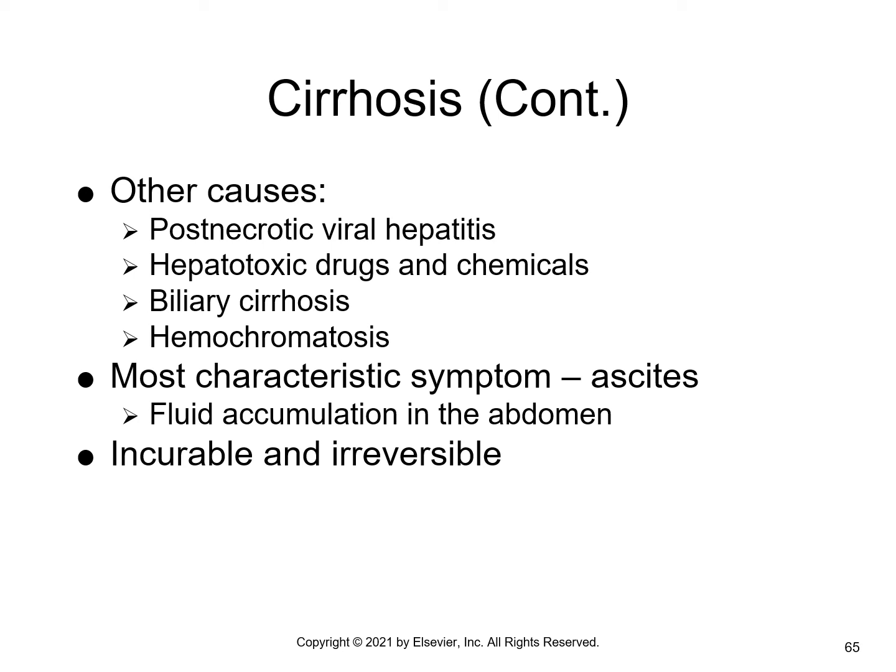The most characteristic symptom of this is poor liver function, which would increase in lab values that are very abnormal for the liver, as well as ascites, or that fluid accumulation I was talking about in the abdomen. Once it gets to the point of cirrhosis, this is incurable and irreversible.